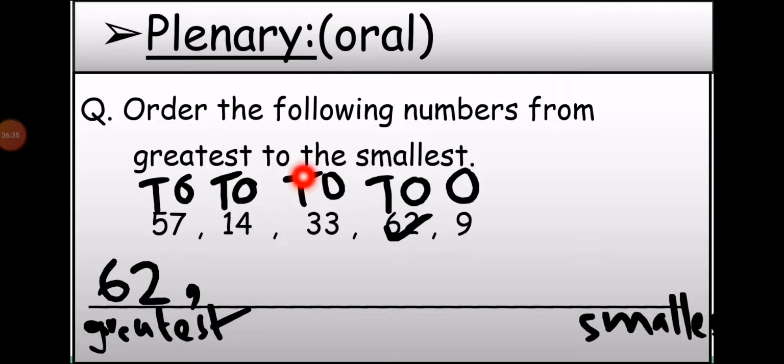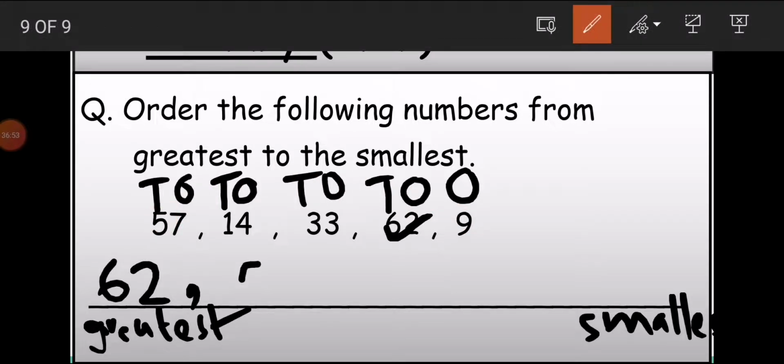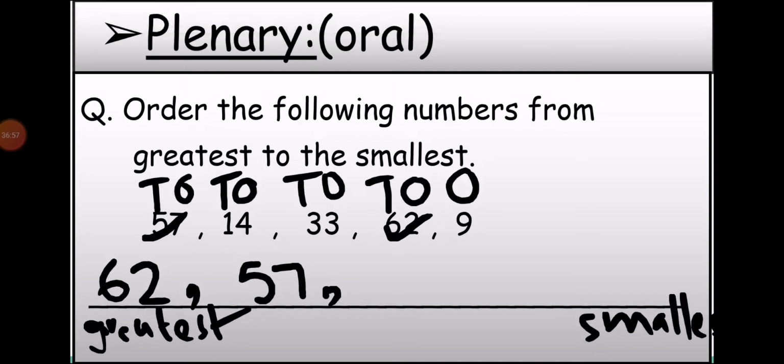Now look at the next number, which is next highest. The next number after 62 is among 57, 14, 33 or 9. Look at the tens space again. Who has the most tens? 5 tens, 1 ten, 3 tens, no tens. 5 tens is the greatest. Now we will write 5 tens, 57. We have done it, cross it out.